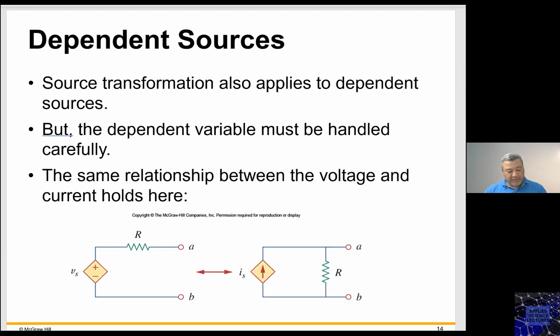Same thing applies to the dependent sources as well. So no difference at all. You can transform dependent source from voltage dependent source to a current dependent source and vice versa. Exactly the same way. And the current are here in parallel. This R becomes in series when it goes to the voltage source.